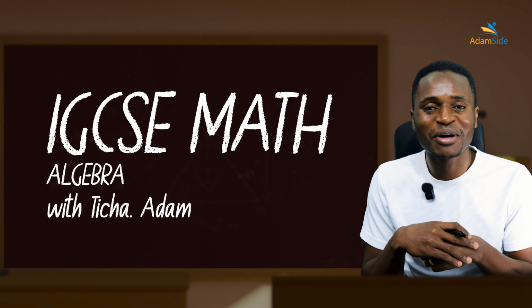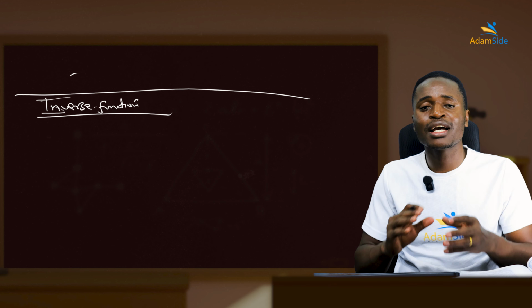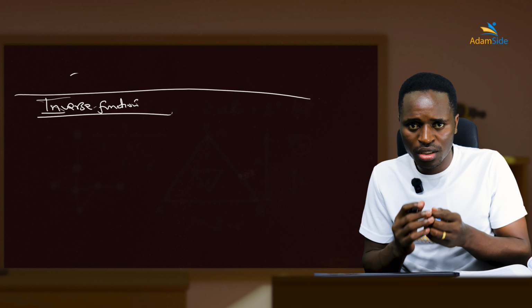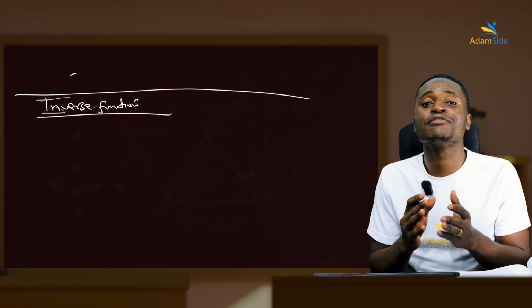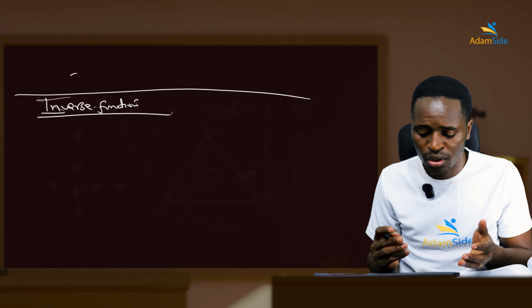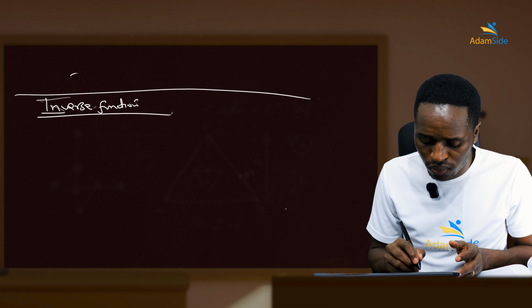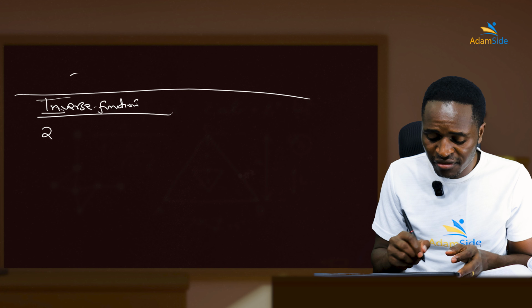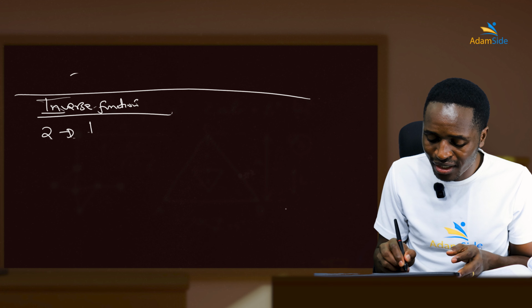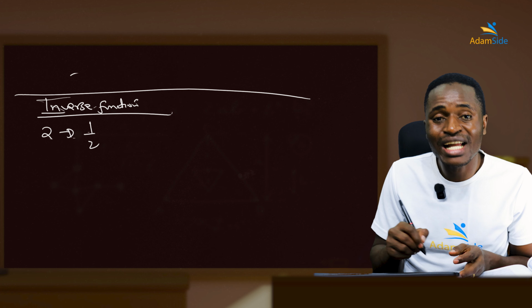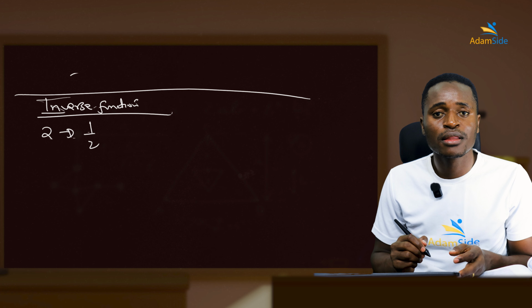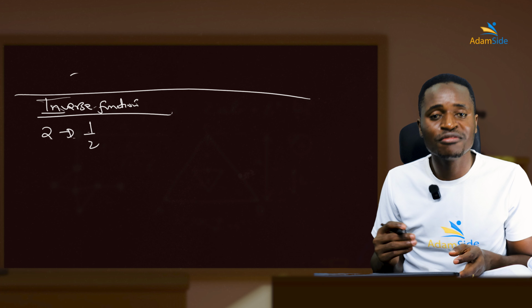Today I'm going to teach you about the inverse of a function. An inverse is like the opposite of something, a different form of something. For example, you have a 2. The inverse of 2 will be 1 over 2, which means the fraction of that number. The fraction of a number is its inverse.